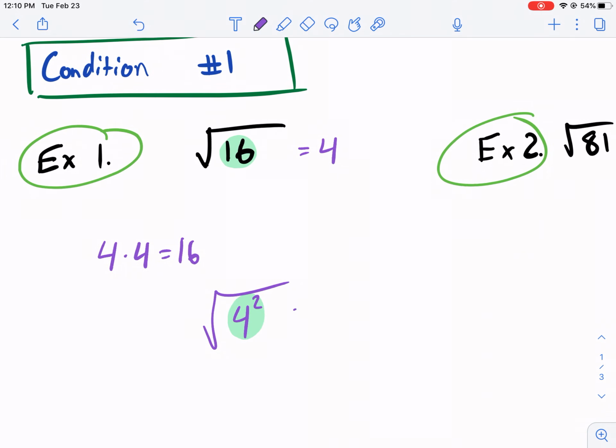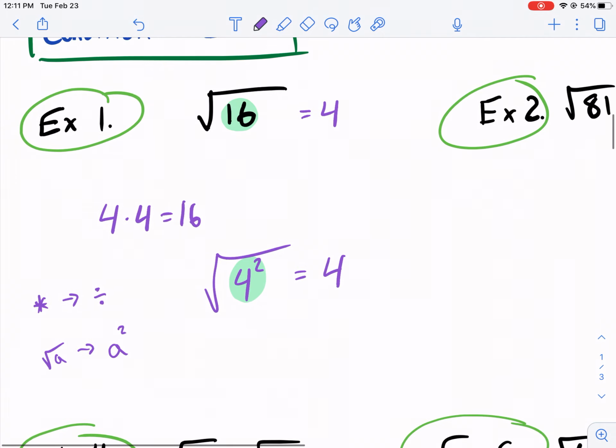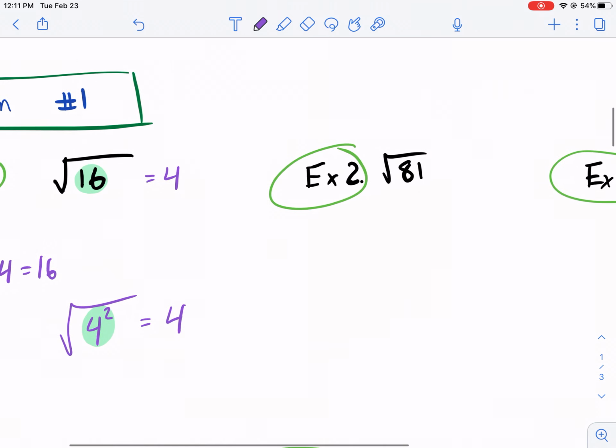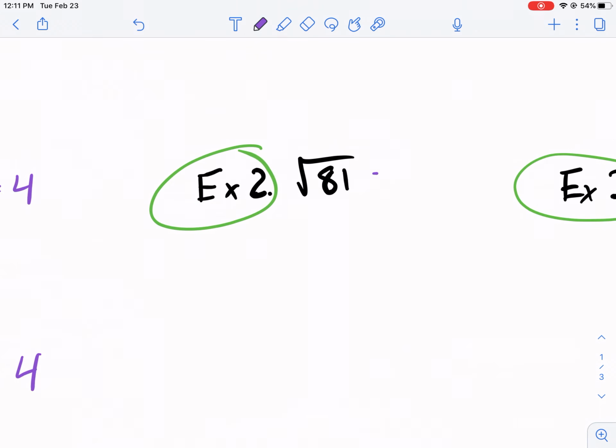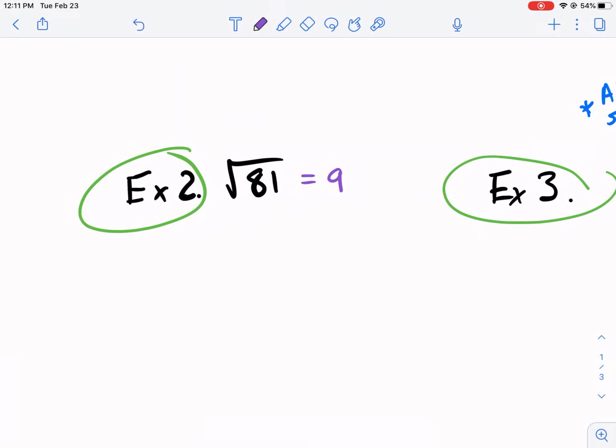So if we take the square root of something that's squared, it's just going to undo the square root. Just as multiplication is the opposite of division, taking the square root is the opposite of squaring something. Okay, so if we have something and we square it, it's the opposite of taking the square root. So they're opposites. So we know the square root of 81 is 9. Okay, 9 times 9 equals 81.